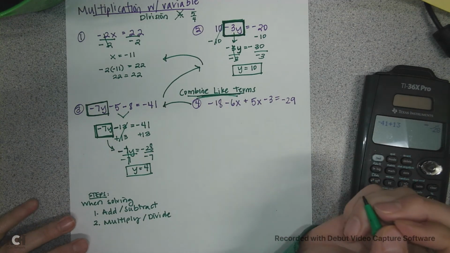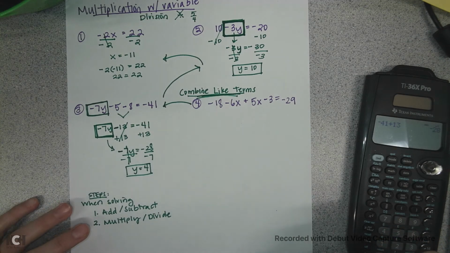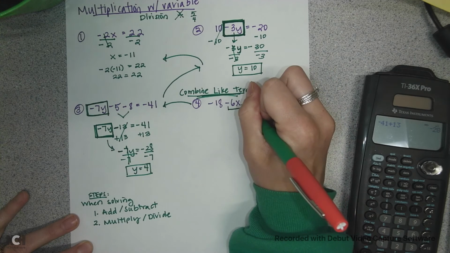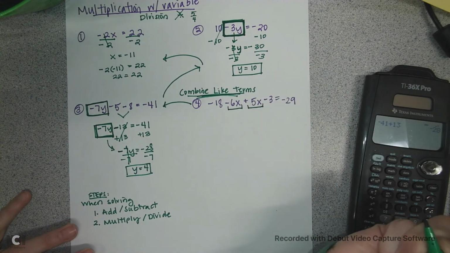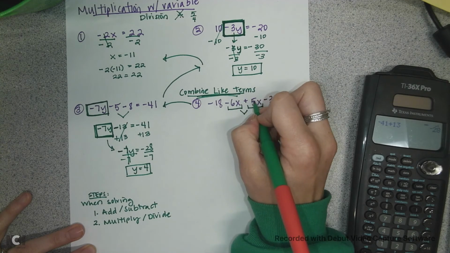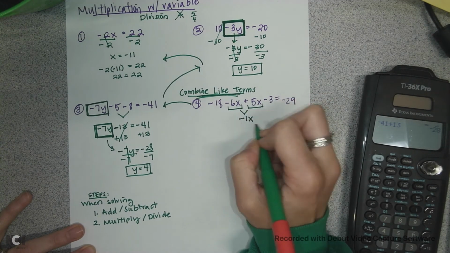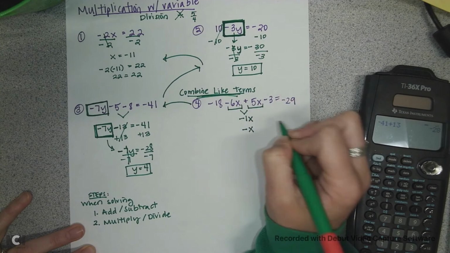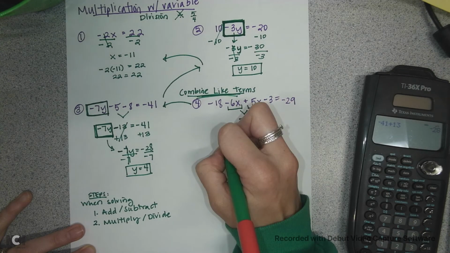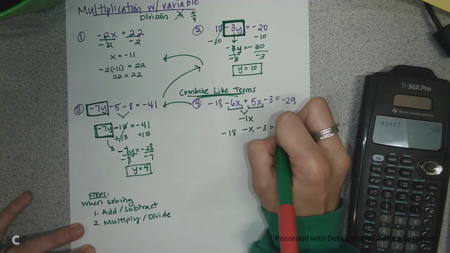Okay, so my like terms are anything that has the same exact variable or numbers that don't have letters next to them at all. So this negative 6x and this positive 5y are like terms. If we combine these together, negative 6 plus 5 is negative 1x. And you don't have to put the 1 in front of it, you can just leave it as negative x. These guys are the same thing. Okay, we still have this negative 18 in front, negative 3, and negative 29.